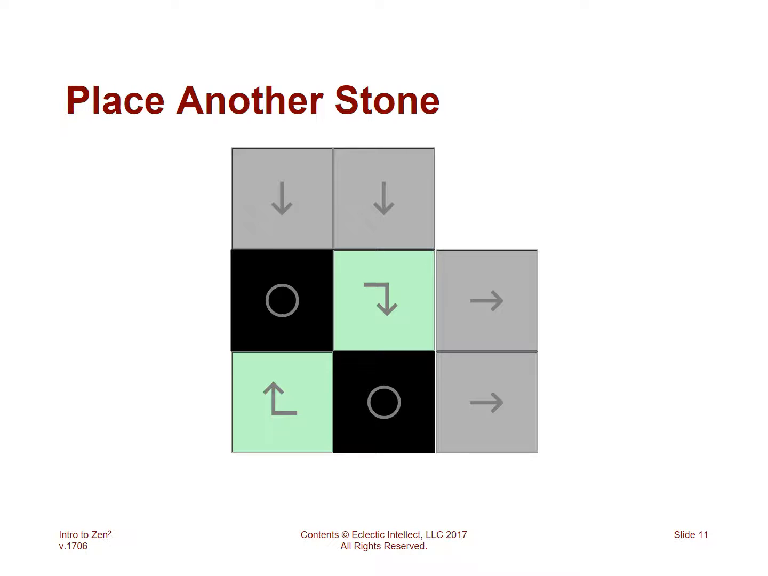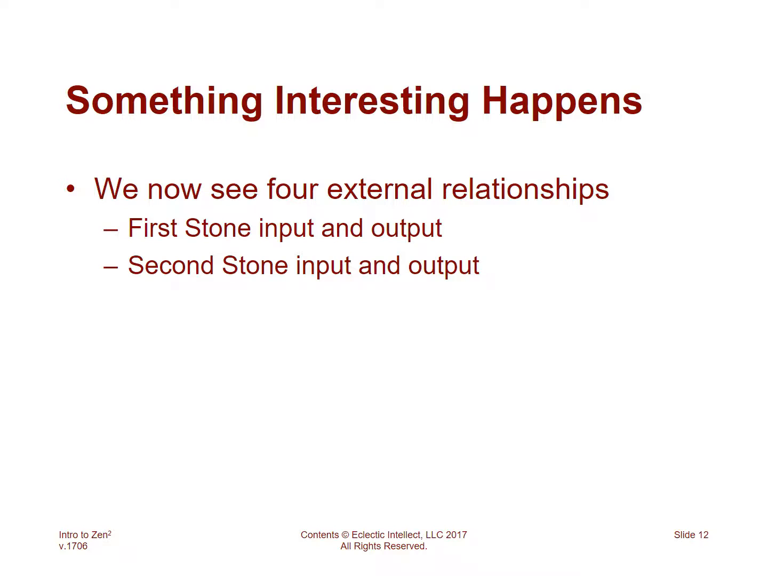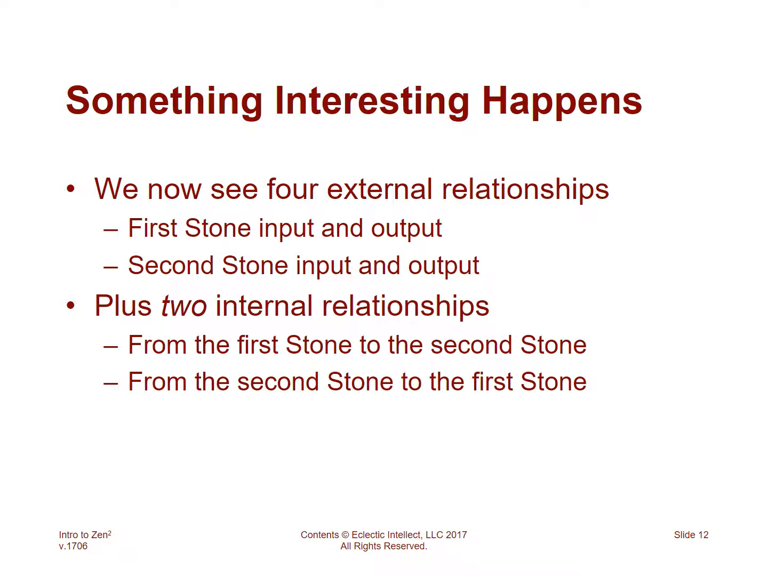When you add another stone to it, something really interesting happens. Now, instead of just one, we see 4 external relationships. From the first stone, which has an input and output, and also the second stone, which has inputs and outputs. But there's something new. Now there are internal relationships that exist because there's more than one stone inside the system we're exploring. These 2 internal relationships are the forward path from the first to the second and the reverse from the second back to the first one.